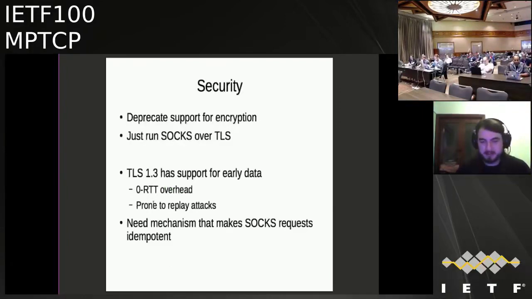So in our latest work, we've been focusing on security. SOX 5 allowed for in-protocol encryption. We've decided to replicate that and just run SOX over TLS. Now, TLS 1.3 has support for early data. That means that on the client's second connection attempt and from then on, it can send data as part of its first packet. This incurs a zero RTT overhead, but it's prone to replay attacks. Now, since a SOX request also has zero RTT overhead and can likely fit in that early data, SOX is sadly also prone to replay attacks. So we needed some mechanism that makes our SOX requests idempotent. The next slide, please.